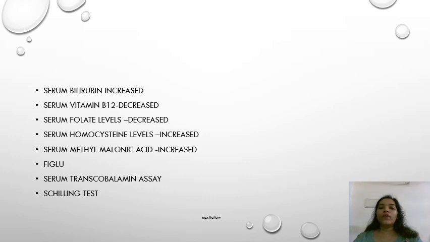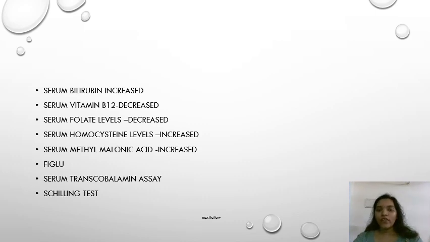Similarly, serum methylmalonic acid, as we have seen in the metabolism, should be converted into succinyl-CoA only in the presence of vitamin B12. So methylmalonic acid will accumulate in vitamin B12 deficiency only, and because of this accumulation, there will be peripheral neuropathy. FIGLU is one of the intermediate products in folate deficiency, so it will be excessively excreted in urine in folic acid deficiency. Serum transcobalamin assay can tell us about the receptor status in vitamin B12 deficiency.